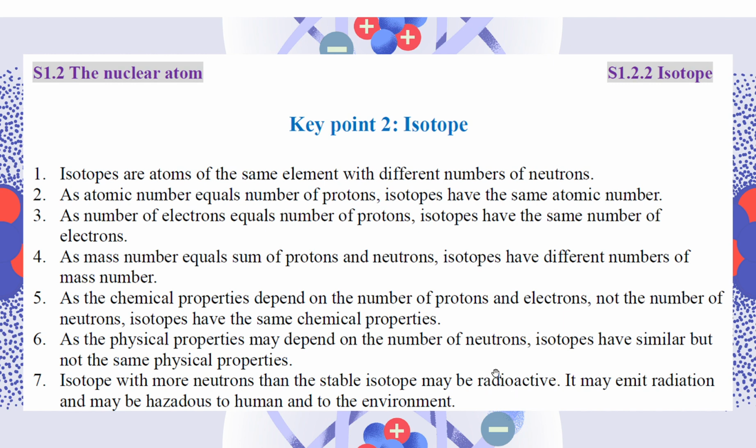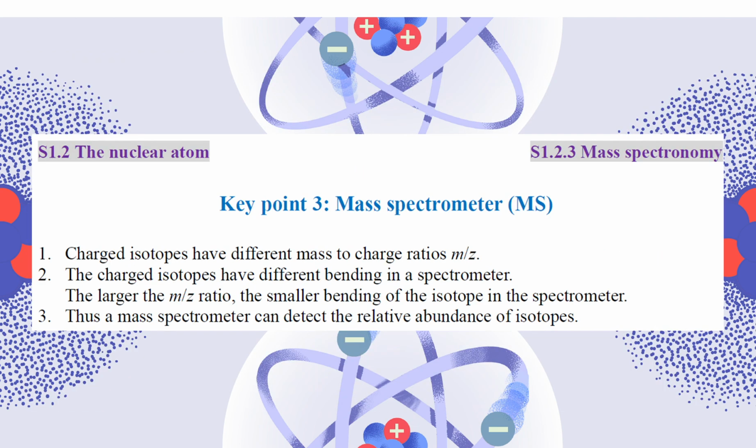We'll learn this later. Radioactive isotopes emit radiation and may be hazardous to humans and the environment. So some isotopes are radioactive. Be careful. And the mass spectrometer is a machine we use to investigate what the charged isotope is. The concept inside this machine is that charged isotopes may have different mass to charge ratios, m over z. Even a teeny tiny difference, even 1%, we can find out, and it can cause a different behavior in the mass spectrometer.